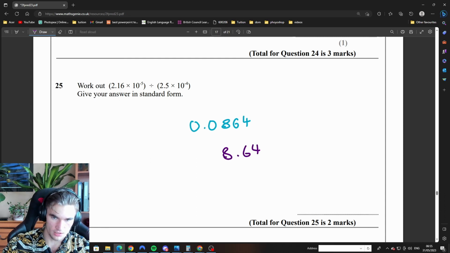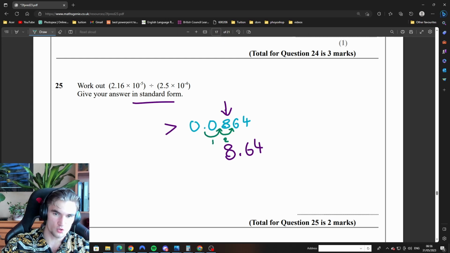8.64, okay? Because remember, I want to move the decimal place here behind the first number. This is obviously my first number, so I want the decimal place here. I need to move the decimal place by 2 places. Times this by 10 to the power of -2. Because if I times this by 10 to the power -2, what happens is that I move the decimal place 2 places that way, and then I get this number.